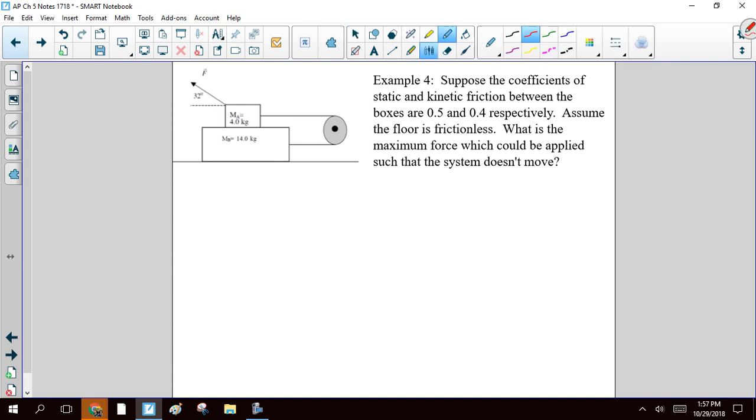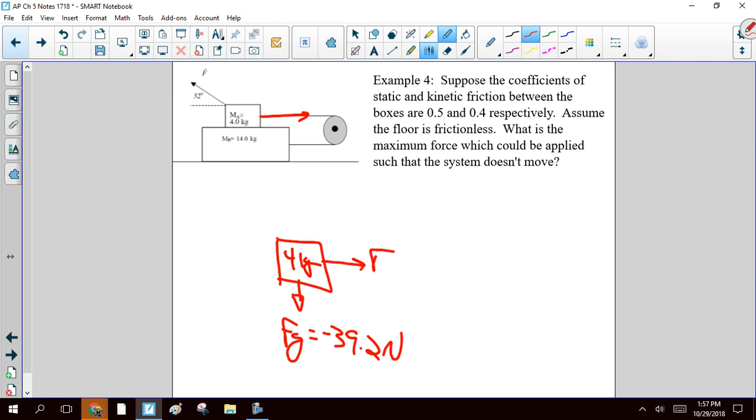So let's start by looking at the 4 kilogram block. All right, so here's our 4 kilogram block. So you can start by putting in your force of gravity. It's going to be negative 39.2 newtons. Okay. This tension force is pulling this way, right?